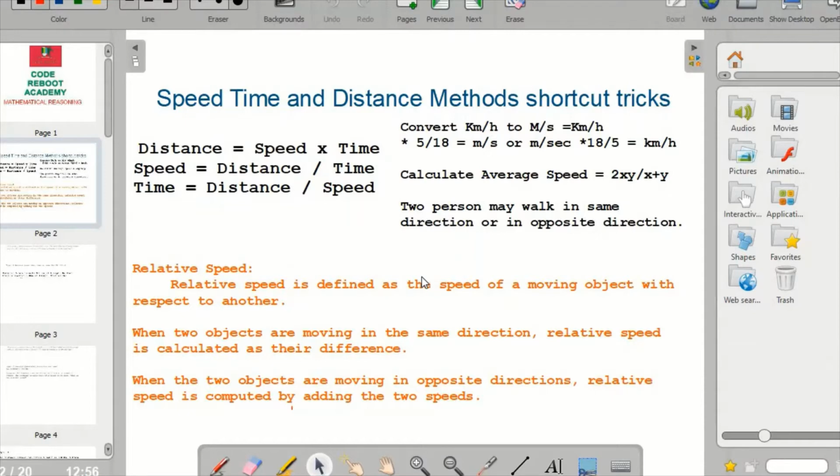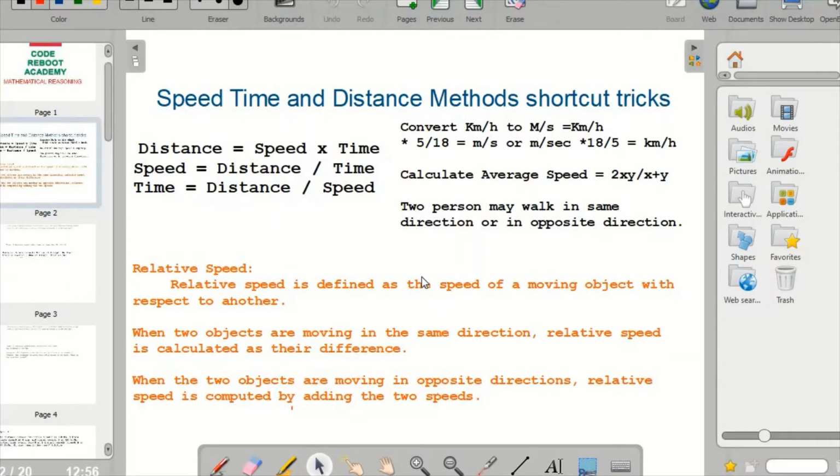So, most probably we have relative speed sums. Relative speed means the moving of an object with respect to another object. If a person is moving, the speed is also calculated according to the moving of the person or the other persons. So if two persons are moving in the same direction, then we calculate their difference. If they are moving in opposite directions, we compute with the addition.